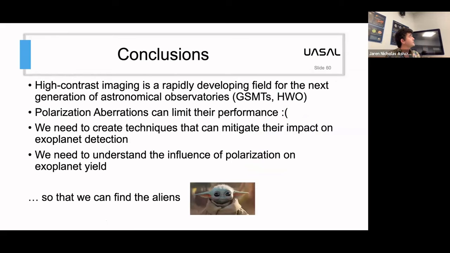To wrap it all up in conclusions, high contrast imaging is rapidly developing for the next generation of astronomical observatories, the GSMTs and the Habitable Worlds Observatory. They aim to image deeper contrast and attain small angular separations, and it's going to be an exciting time for science, but we need to understand the polarization aberrations and how they may limit the performance in order to ultimately get a sense of what we'll be able to detect. We also need to understand techniques with which we can compensate for them and understand the influence of polarization on exoplanet yield, so that we can maybe find aliens, if there's life out there. Thank you very much.